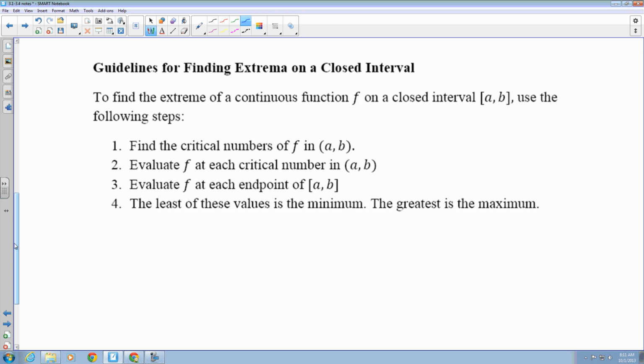Okay, so the rest of the section, we are going to follow these instructions. To find extremum of a continuous function, we need to find the critical numbers. So we're going to take the derivative. This is when the derivative is equal to 0, or it doesn't exist again. And then we're going to evaluate the original function at all of those critical numbers, and you're going to evaluate the endpoints, put those endpoints into the original as well, and then whichever one is the smallest is your min and the biggest one is your max.